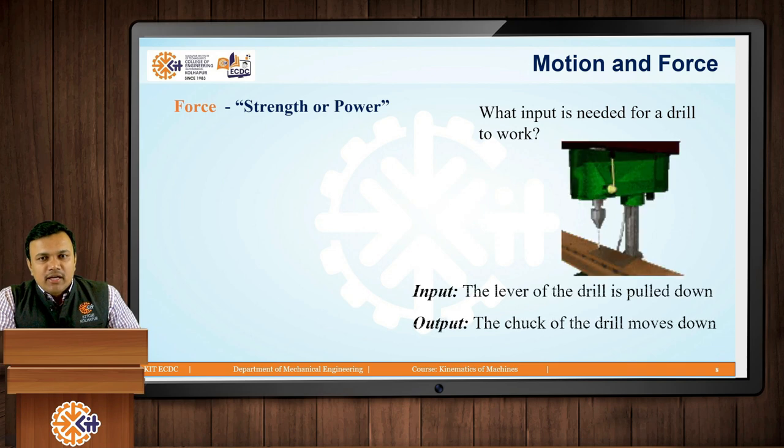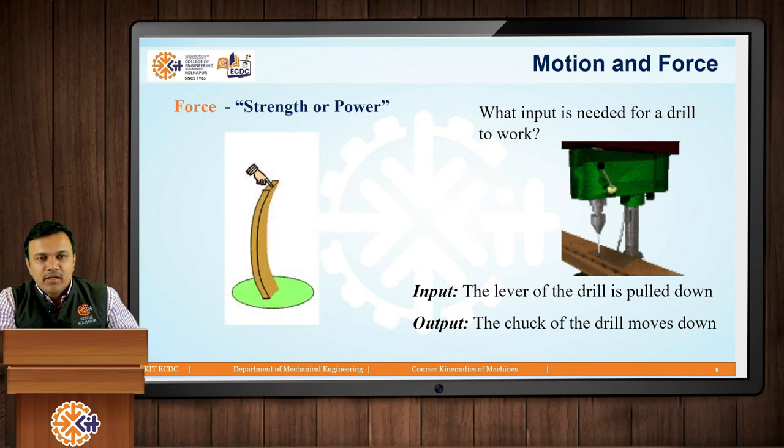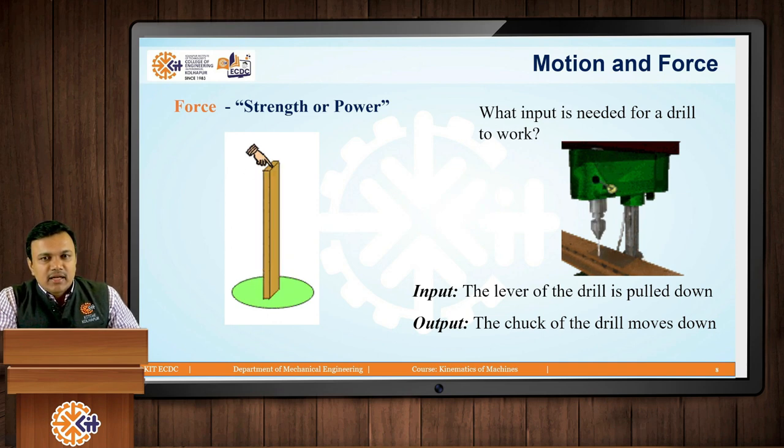So if I am talking about the drilling machine, what are the different inputs which are needed for drill work? The input for drilling is that the lever of the drill is pulled down, and the output is that the chuck of the drill moves down. Then as you can see, as you apply a force, your column is going to get buckled, something at a small level is going to happen with the drill.